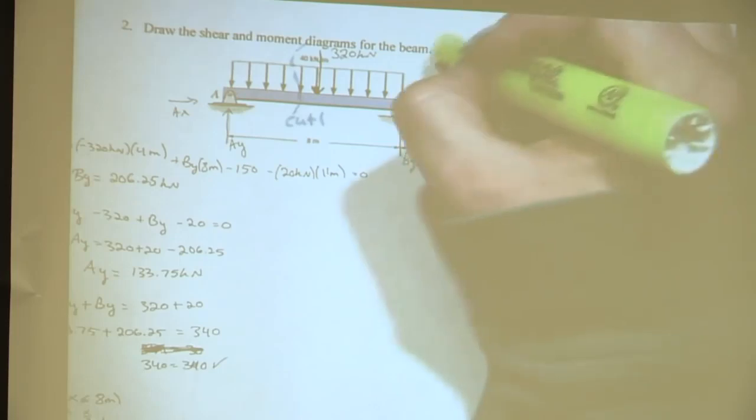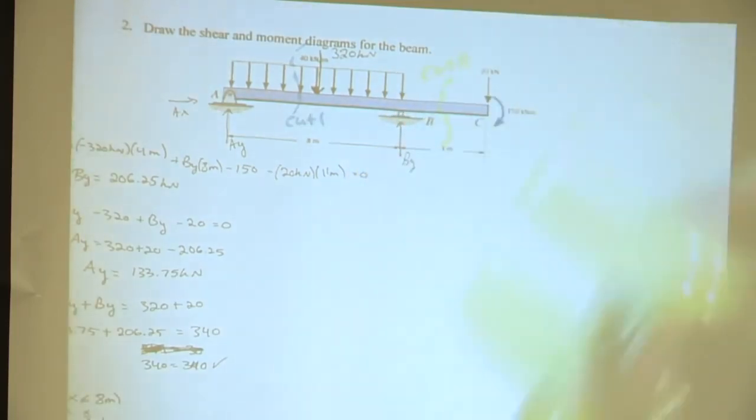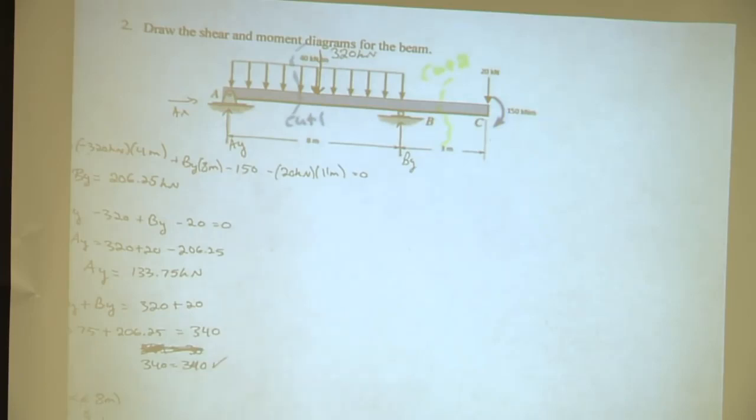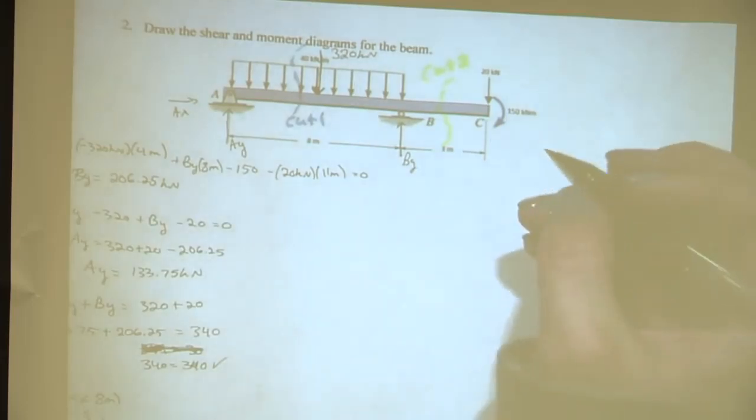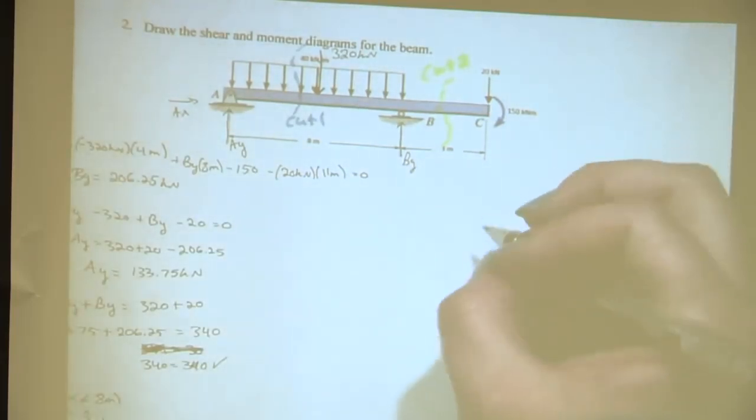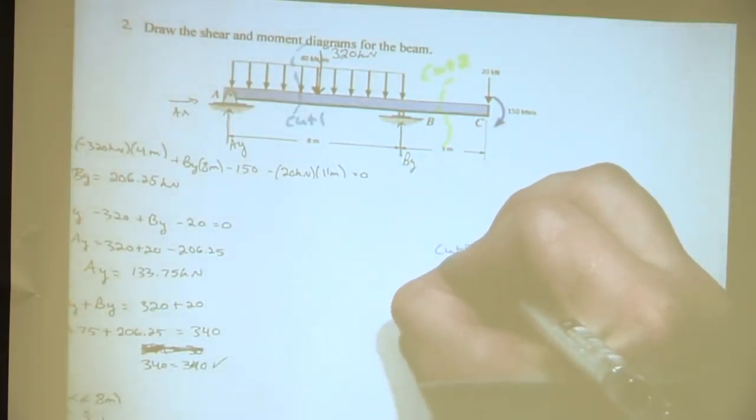Okay, and we can call that cut 2. Now what do we need to do with this cut? Include everything to the left of the cut. We're going to include everything from A all the way up to the cut. Okay, awesome. So we need to include everything up to that cut. So, the free body diagram of the beam. Yep, so we can call this cut 2.